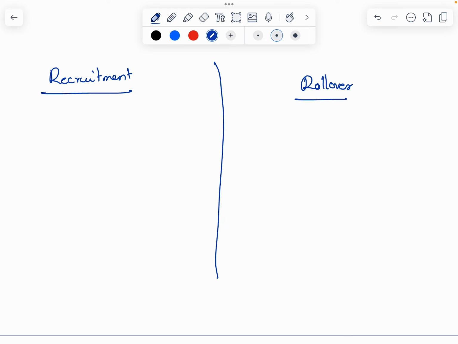Recruitment phenomenon is seen in Meniere's disease. What does that mean? In the recruitment phenomenon, a small sound will be perceived as a loud sound. So people who have Meniere's disease will be intolerant to loud sounds, because even small sounds will be perceived as a loud sound.